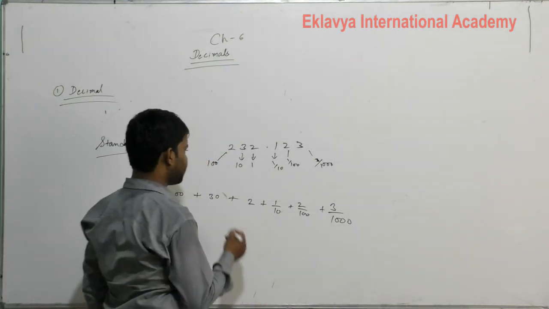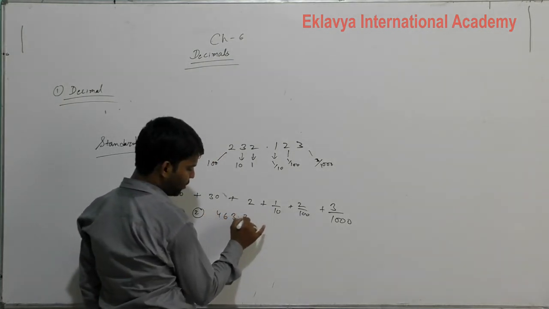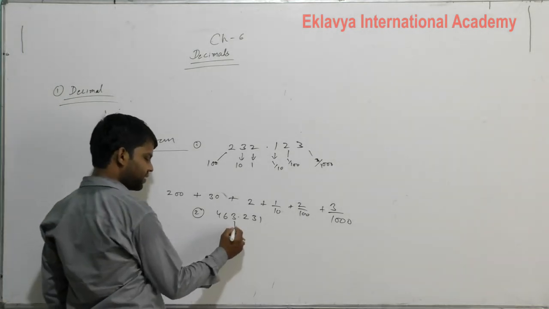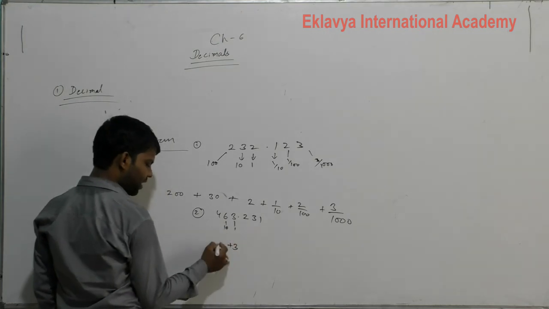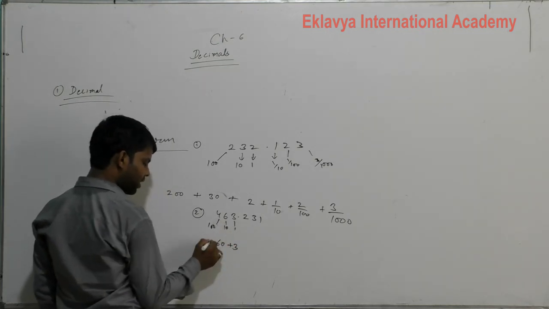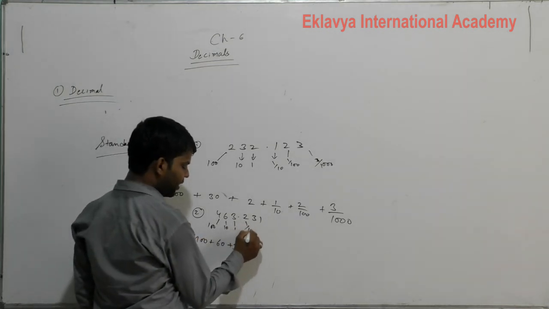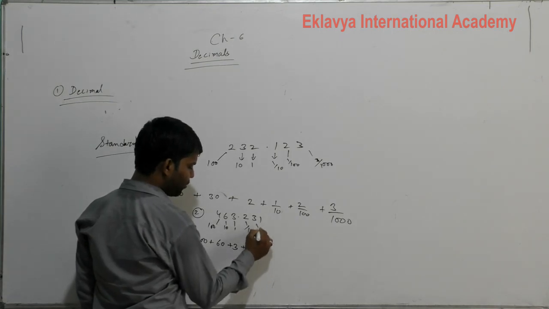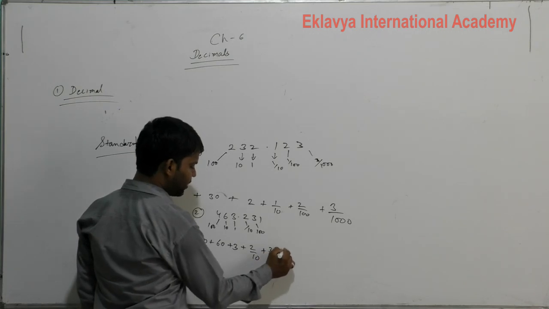Okay students, if we take another example, 463.231, how will we do it? First we write this number 3, its place value is ones; then 6 times 10 is 60, its place value is tens; then 4 times 100 is 400. After the decimal, the numbers will be divided: 2 upon 10, 3 upon 100, and 1 upon 1000.